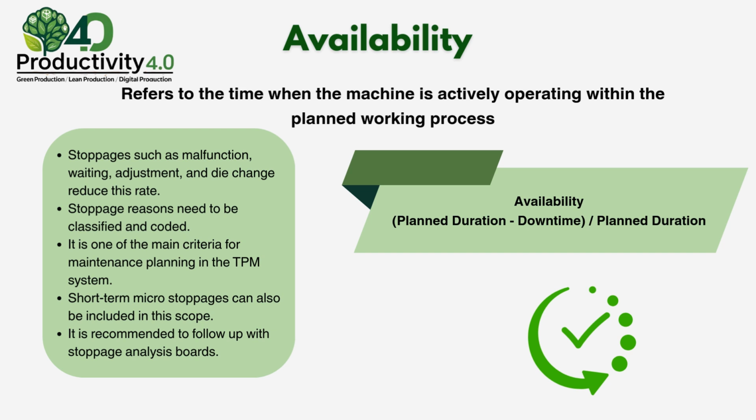The calculation used is quite clear. Availability equals planned duration minus downtime, divided by planned duration. This formula provides a strong guide for continuous improvement by showing how much machines contribute to production.